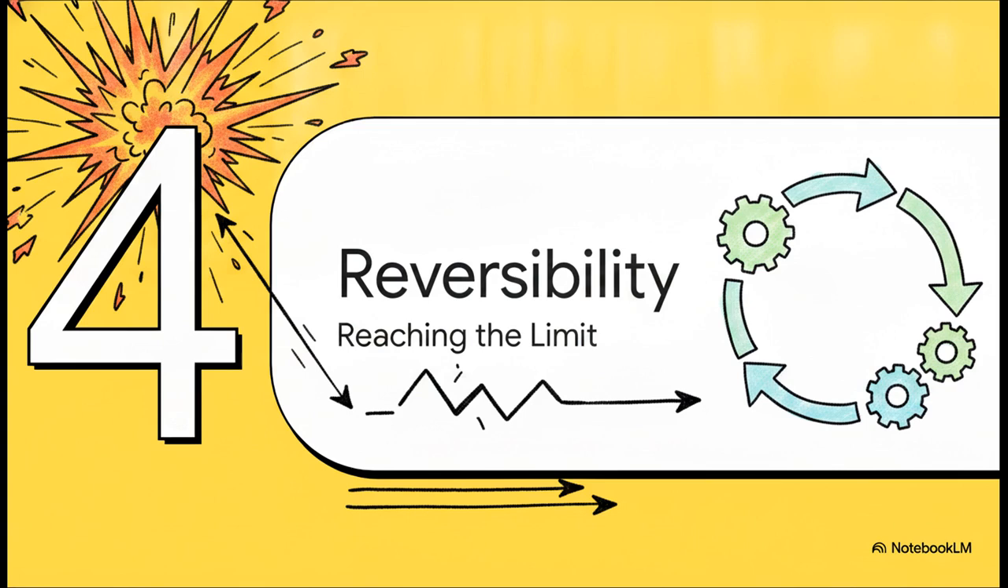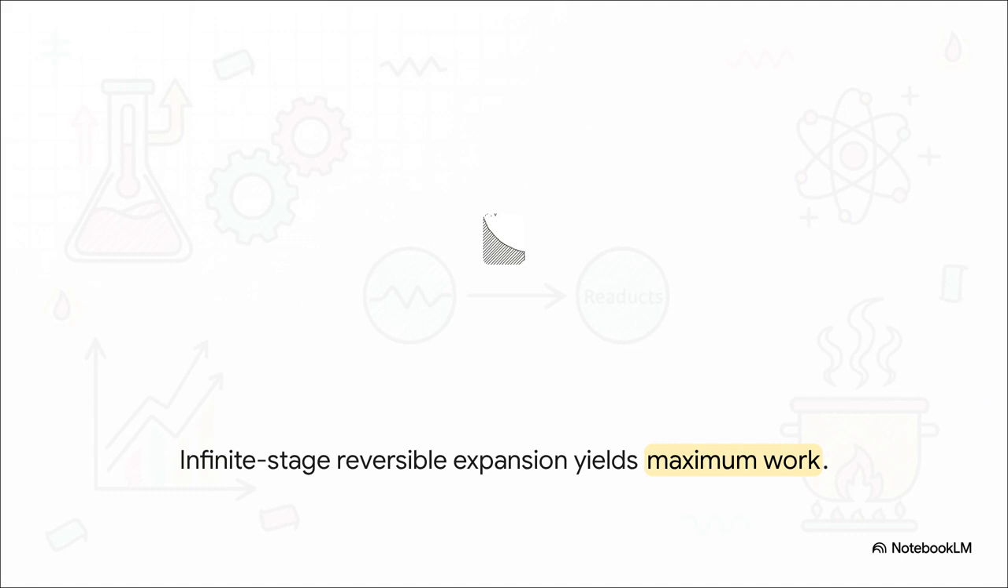Section 4. Reversible versus irreversible processes. Reaching the limit. This brings us to a really massive concept in thermodynamics, the dividing line between an abrupt, irreversible process and a perfect, reversible one. Let's push that multi-stage idea to its absolute theoretical limit.